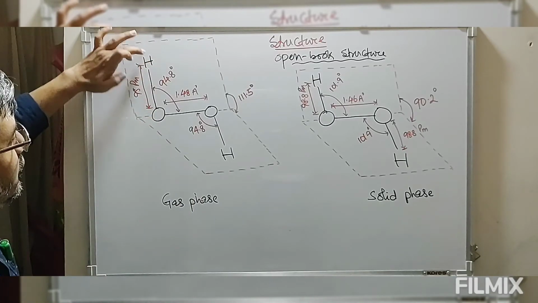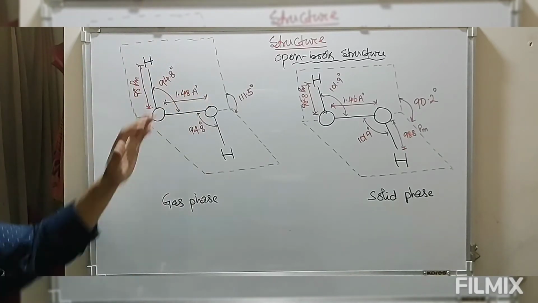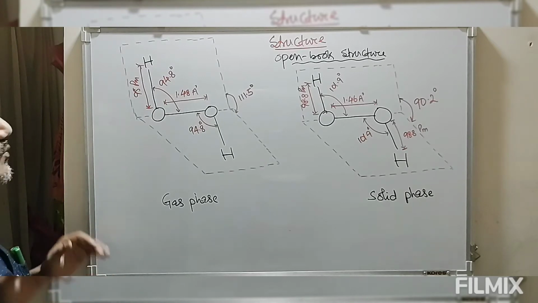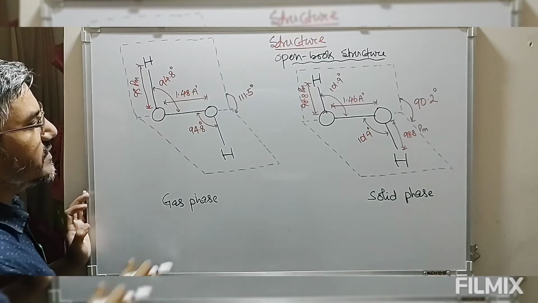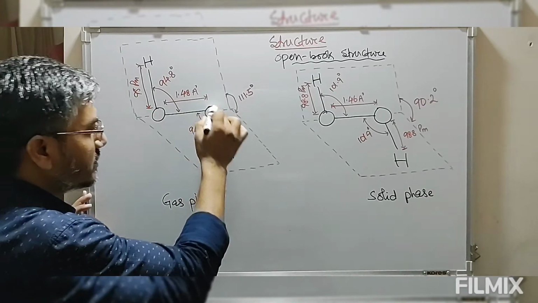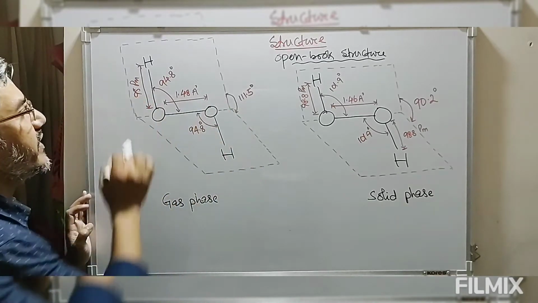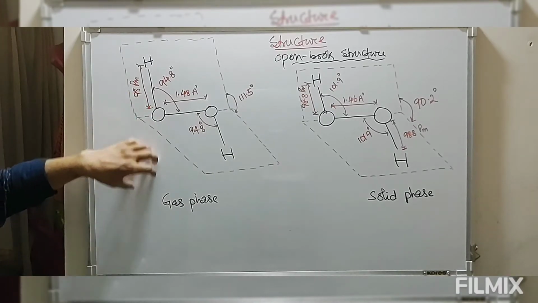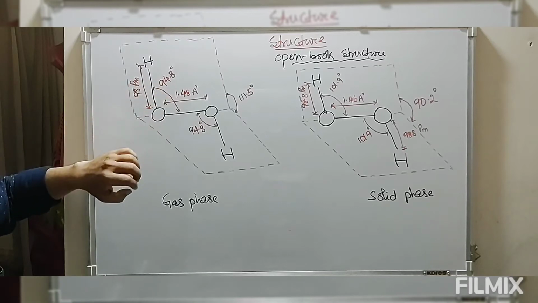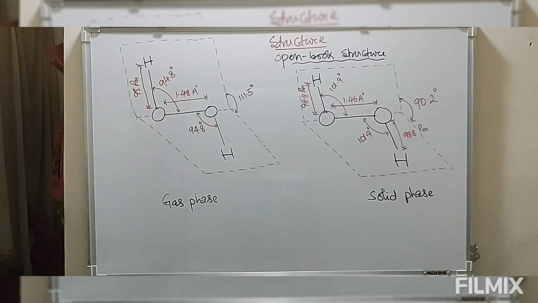Same, we have hydrogen, oxygen, oxygen bond angle is 94.8. The bond distance between these two oxygens is 1.48 angstrom, and the bond distance of this hydrogen oxygen bond length is 95 picometer. These are the characteristics of this molecule, hydrogen peroxide, in gaseous phase.